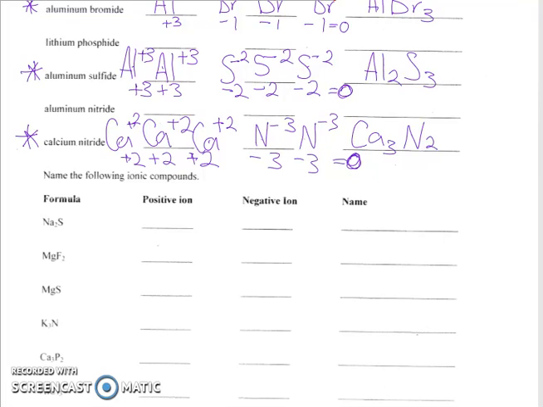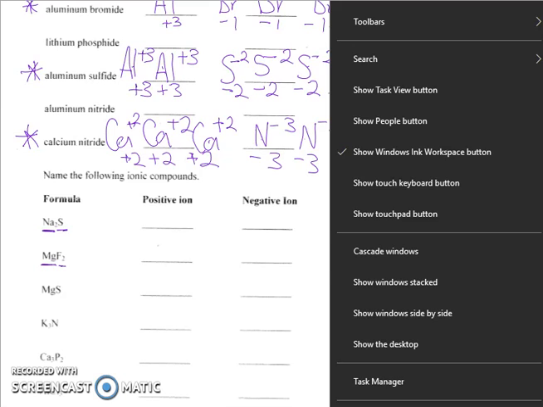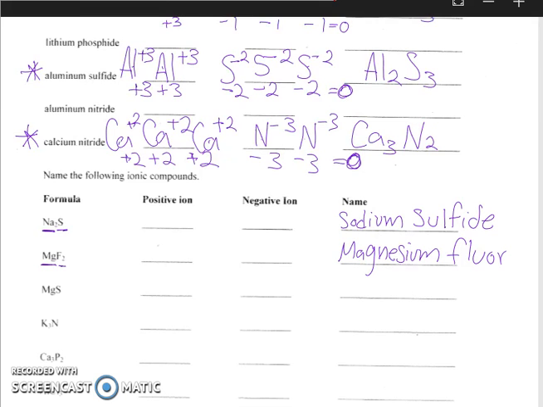Now, when we say the name of the compound, we use the cation's name, sodium, and then we use sulfur, except we change the end to "ide," so it's sulfide. Here we have magnesium. So again, the name, just use magnesium. And then fluorine, we change the ending to "ide." Fluoride. Let me know if you have questions.